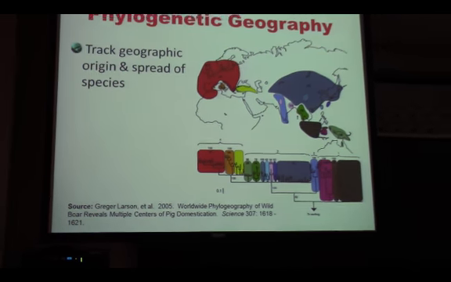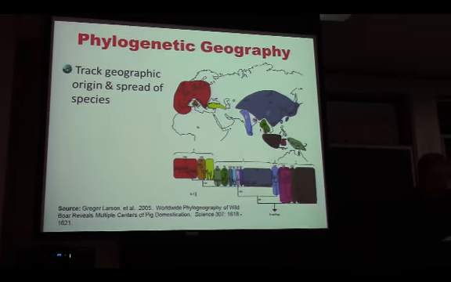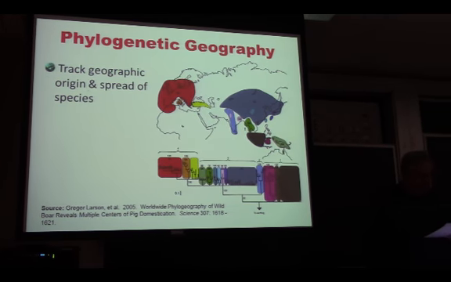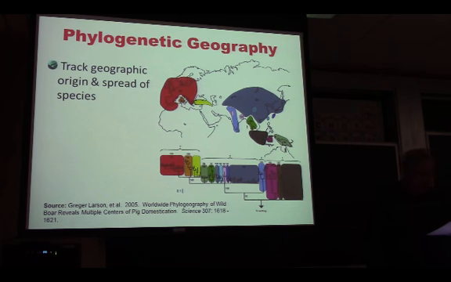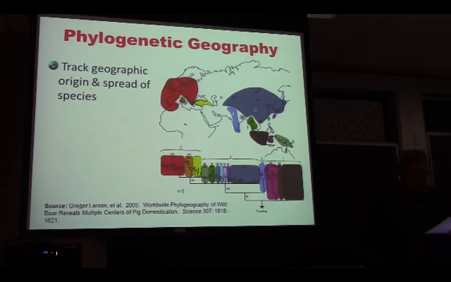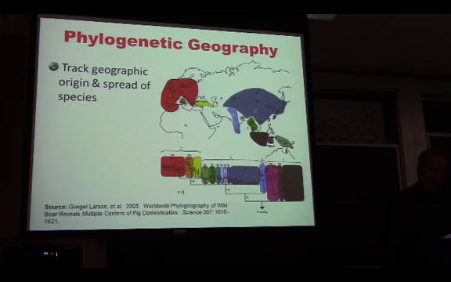Now for something completely different. Back in 2005, Larson and colleagues used mitochondrial DNA sequences and geographical information taken from 686 wild and domestic pig specimens to discover the origin of modern European domesticated pigs.